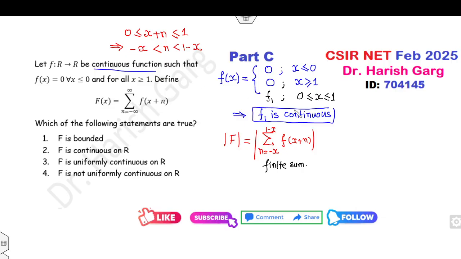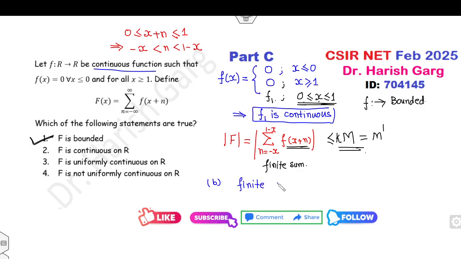Now f is continuous on the closed interval, so that means f is bounded. If f is bounded, I can write this function is bounded, less than m, because this is a finite sum. I call this number m dash. So yes, this is bounded. Now look at the second option, whether F is continuous on R or not. Clearly, we all know that a finite sum of continuous functions is also continuous.